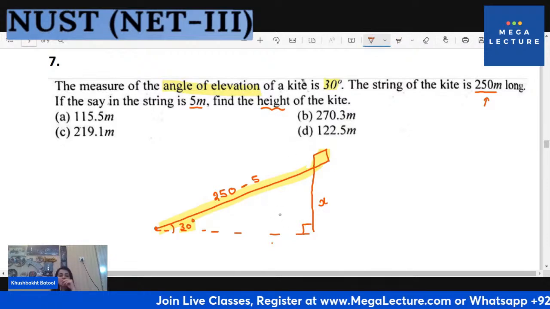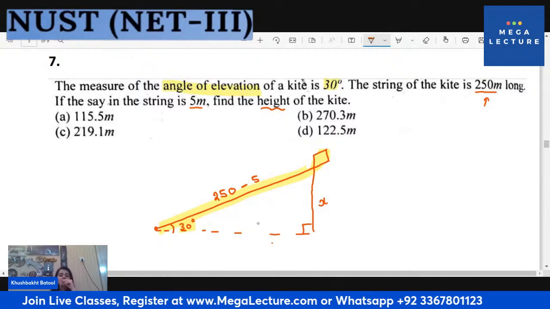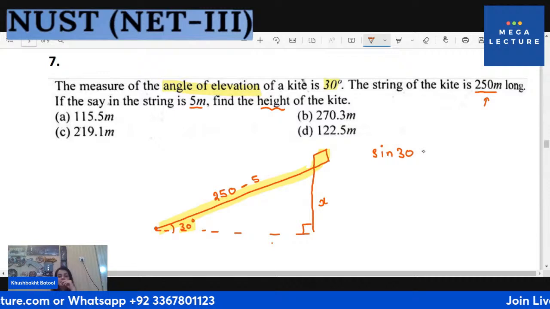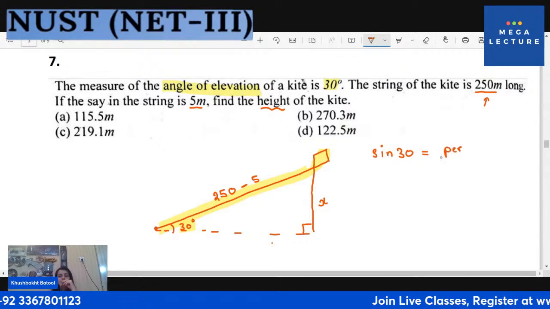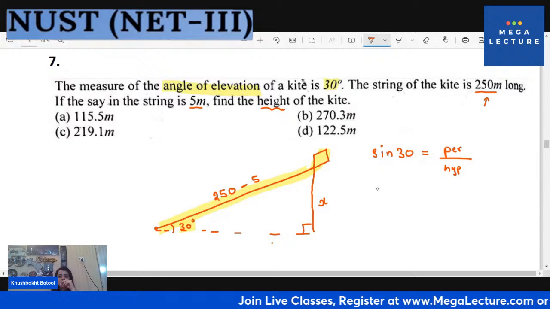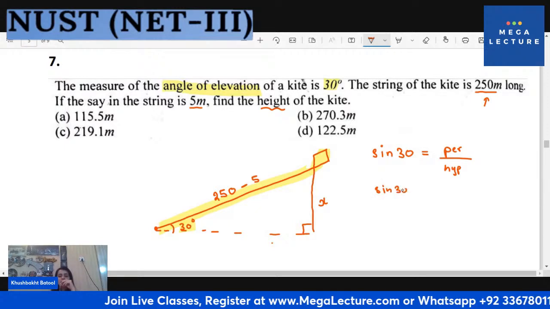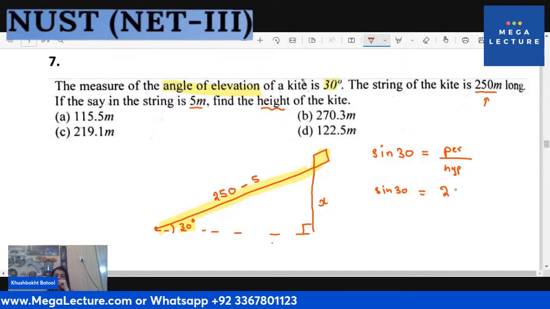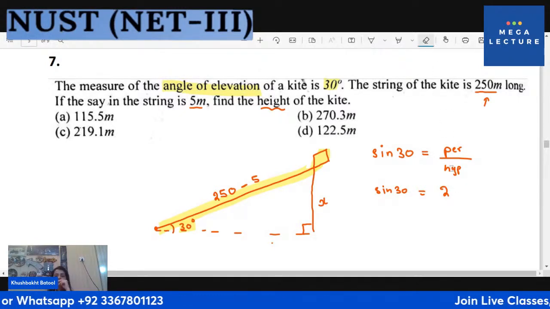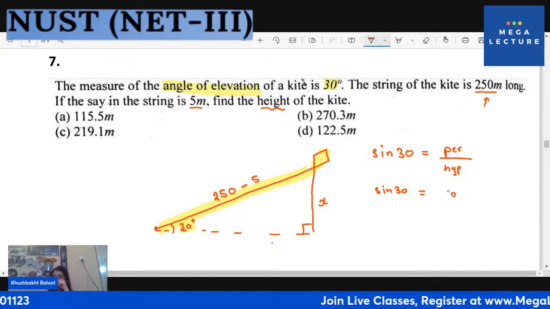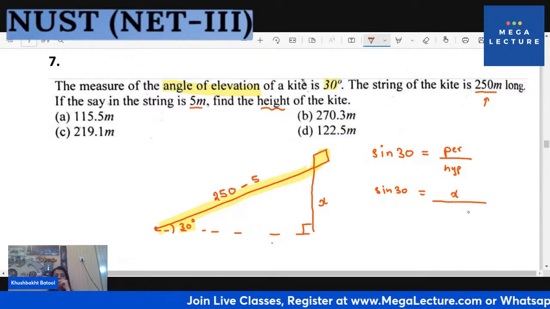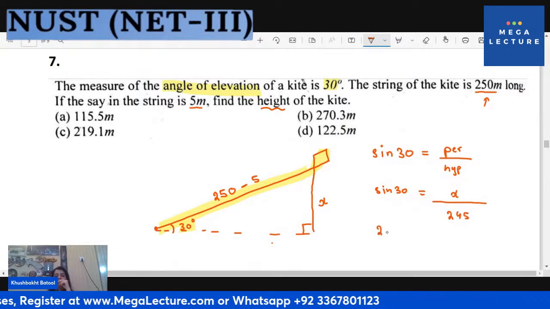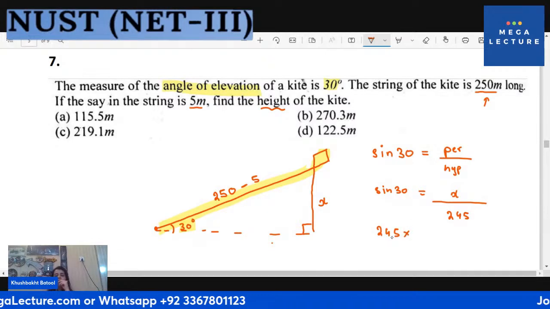So what do we have? We have the hypotenuse side, and you need to find the perpendicular side. So for this we use sine 30 is equal to perpendicular over the hypotenuse side. So it would become sine 30 equals perpendicular, that is x, which you need to find, divided by the hypotenuse side, that is 245. Okay, now you have 245 and it is multiplied by sine 30.